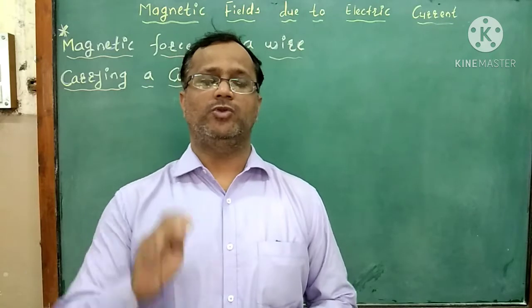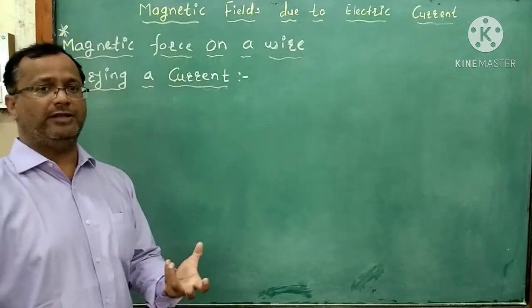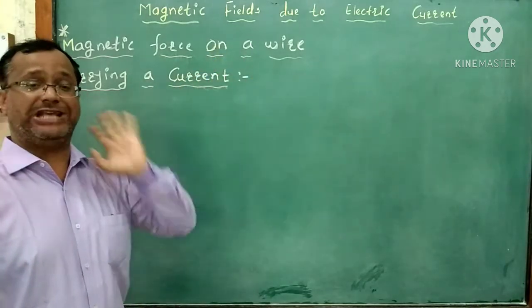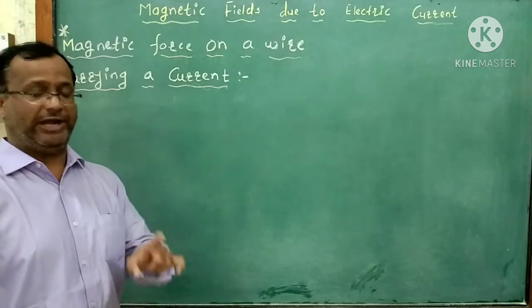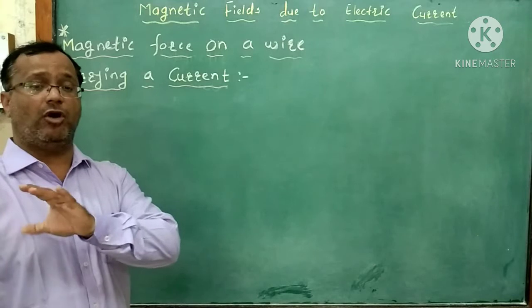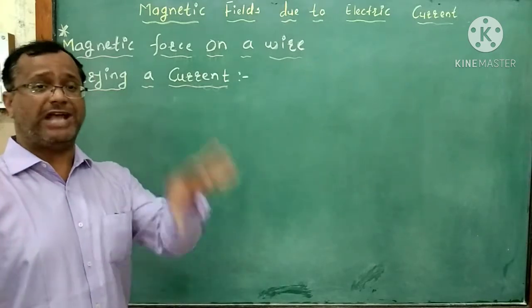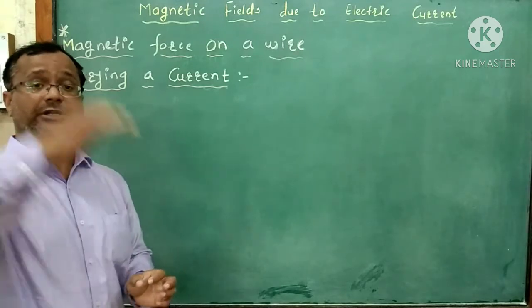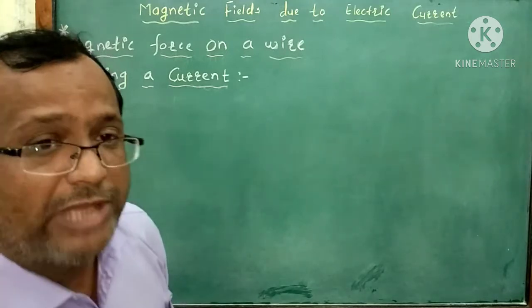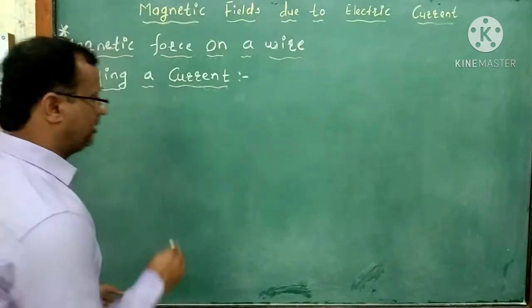Now we want to see the second case, to obtain the equation of force acting on the wire which carries the current. In the previous one, we have already seen the force acting on a straight conductor. Now we want to see the force acting on an arbitrary shape of conductor. But before that, we know the equation of the force acting on a straight conductor.